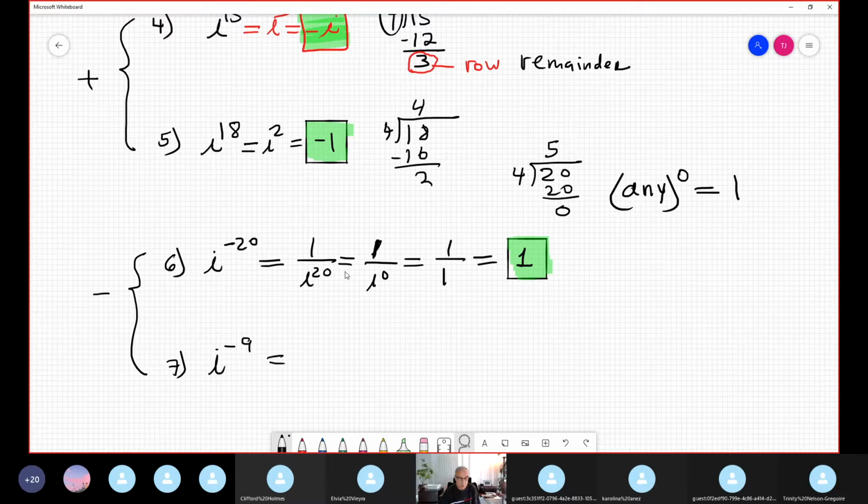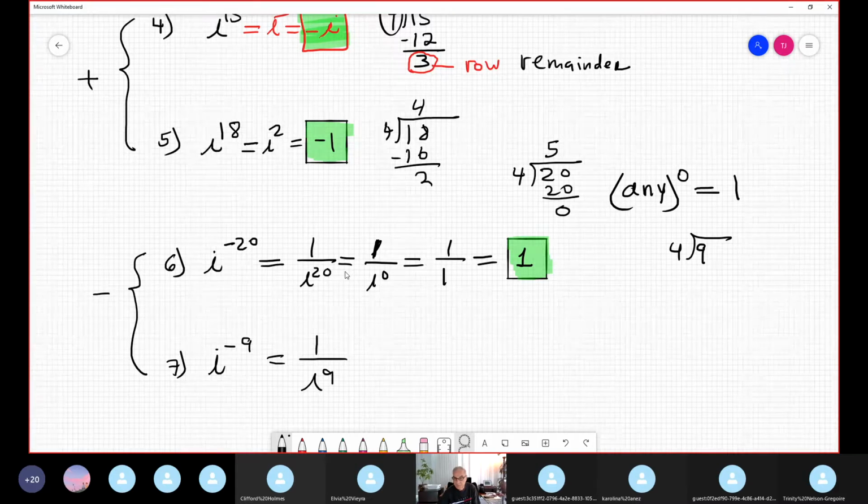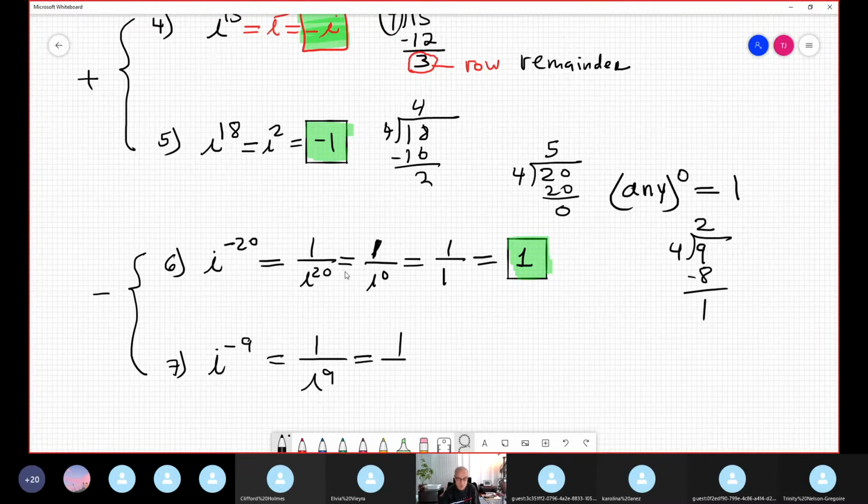Likewise, this is 1 over i to the 9. 9 divided by 4 is 2, because 2 times 4 is 8, and the remainder is 1. This is 1 over i. Do I leave it like that? No, of course not. At that moment, we have division, division of the complex, or in the imaginary. One is real, and i is imaginary. Pure real, pure imaginary. But the division is always the same. It doesn't matter if it's pure or it's complex.